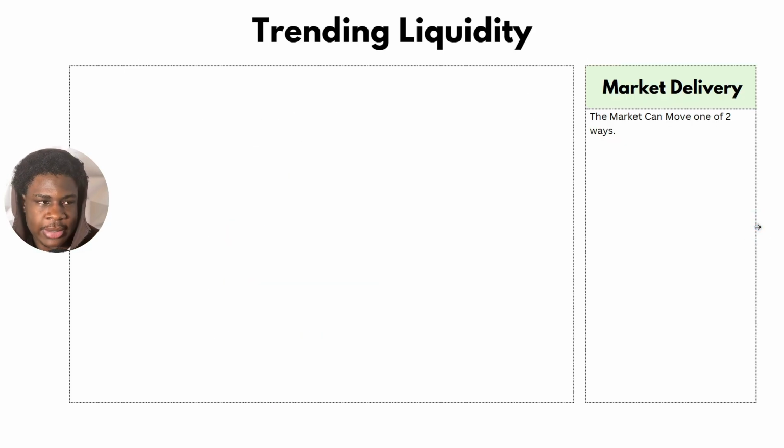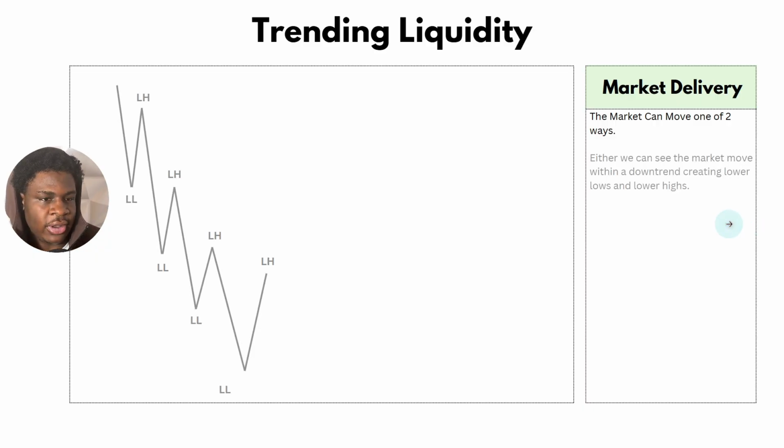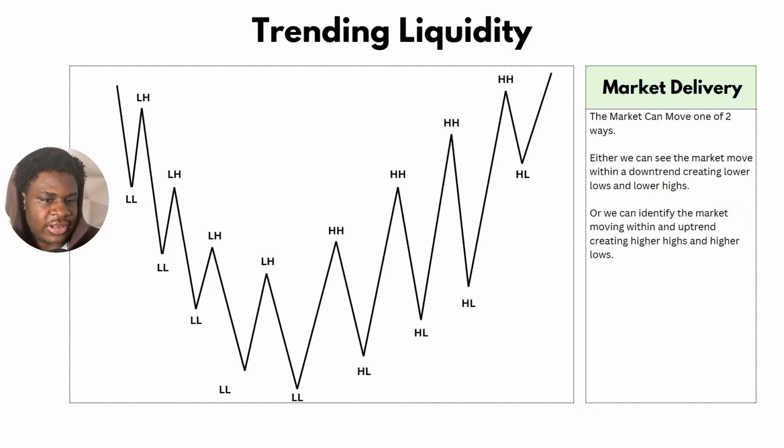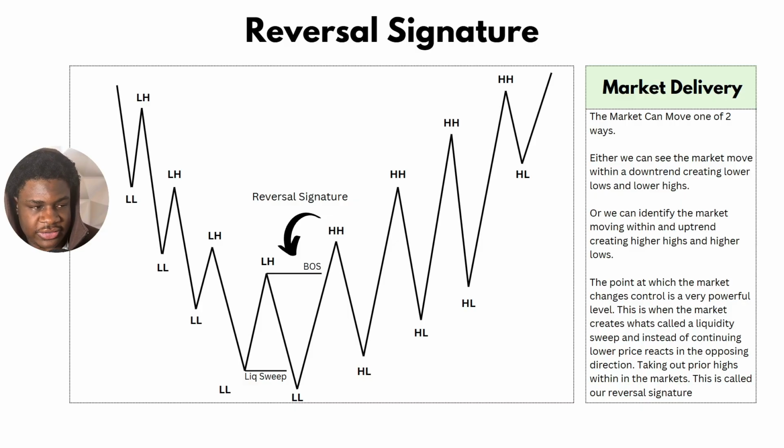So first, we're going to be talking about trending liquidity, and we have to understand the underlying market structure within the price direction. So the market can move in one of two ways. The first way, obviously, we can see price creating a downtrend, creating lower lows and lower highs within the markets. And then the other way, we could see price creating an uptrend, creating higher highs and higher lows within the markets. The most important point that we want to pay attention to within market structure is our reversal signature. This is the point within the markets that we can say price is classified from going lower to now higher, or higher to now lower.